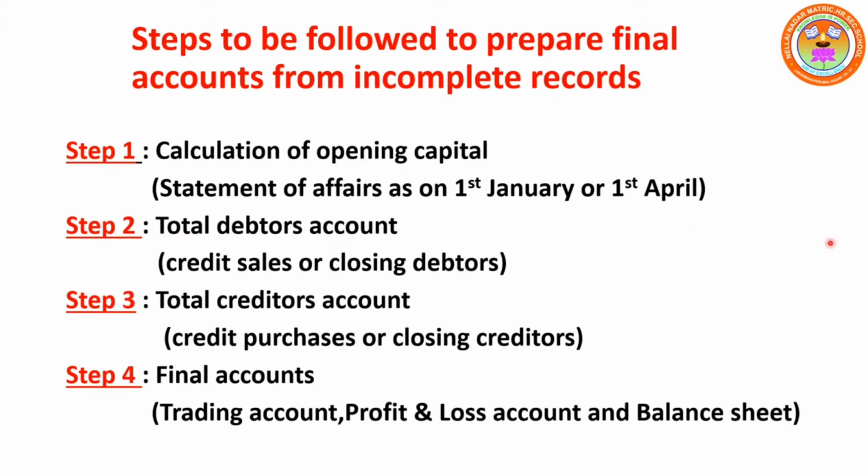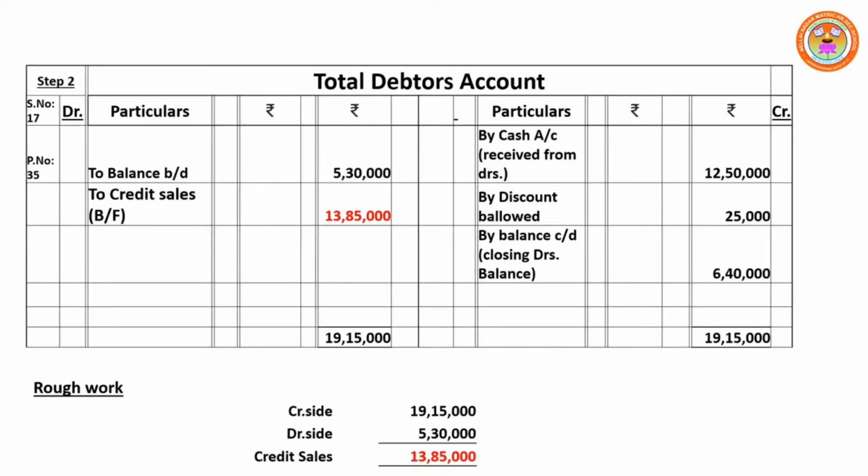Now move on to step number 2, how to prepare total debtors account. So center of the page, write total debtors account. To balance brought down. Look at the question. First date detail, 31/3/2018, debtors value 5,30,000. This amount denotes opening value. Under the second date detail, 6,40,000 denotes closing value of debtors. So to balance brought down, beginning opening value of debtors 5,30,000.